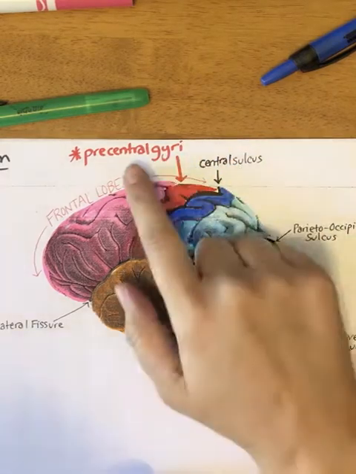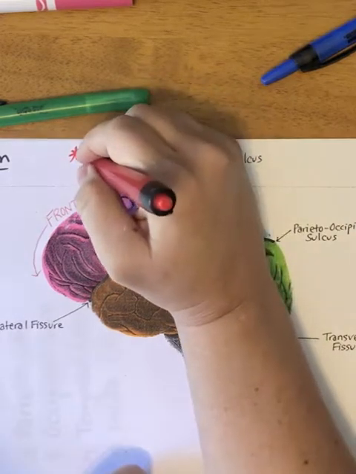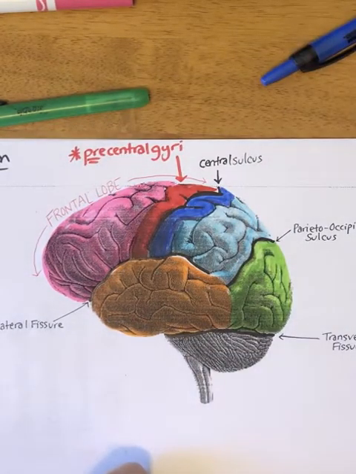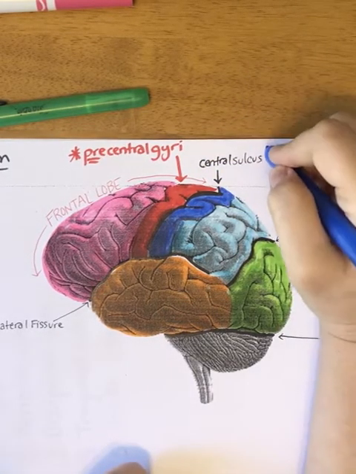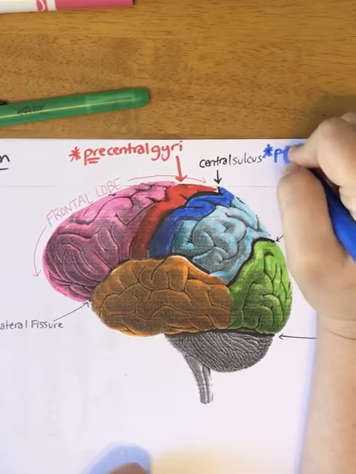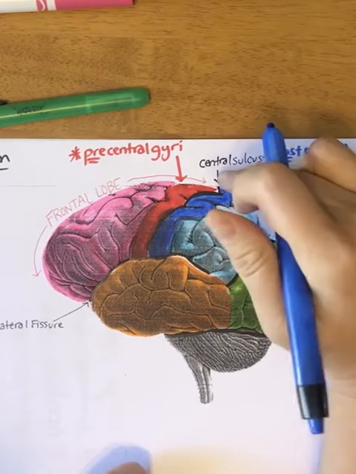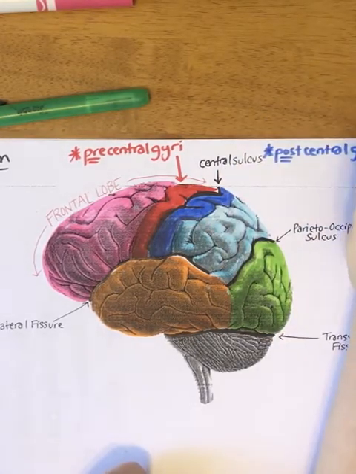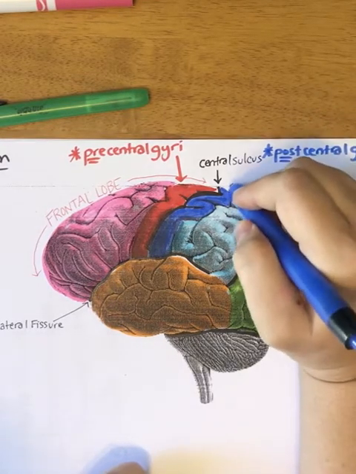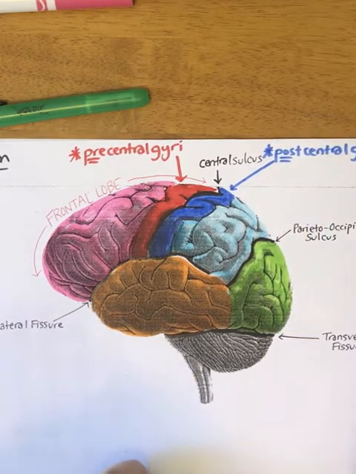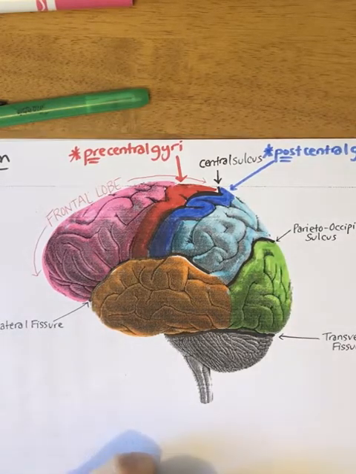Now, in front of the central sulcus is your precentral gyri. Pre means before. So the special area that we labeled, or that we did a different color of blue, this is going to be known as your postcentral gyri. Post means after. Central is pertaining to the central sulcus, and gyri is the raised portion of the cerebrum. Now, all of this is going to be your parietal lobe.